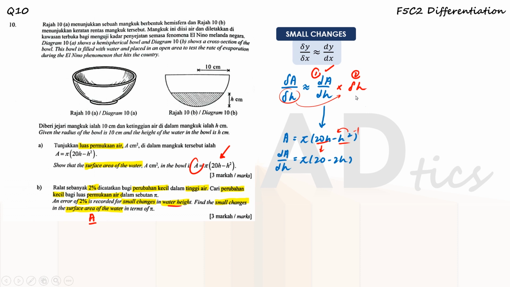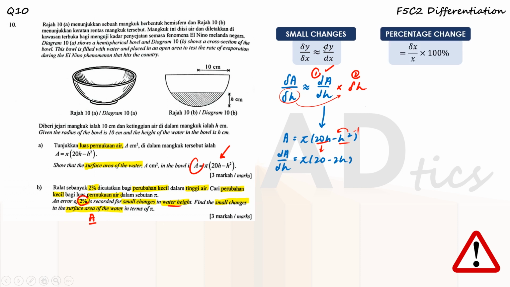And the second one, delta h. Here we can actually find this using this sentence: the error of 2% for small changes in water height. This is a percentage change, and for percentage change we actually have a formula. Percentage change equals delta x over x, where delta x here means the small change, and x here means the original x.